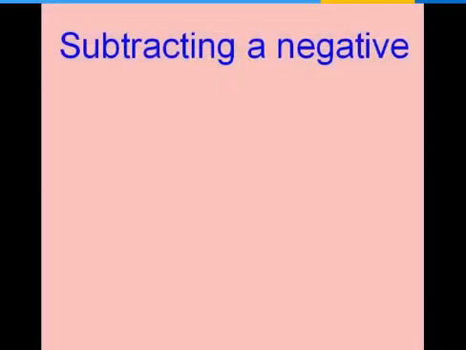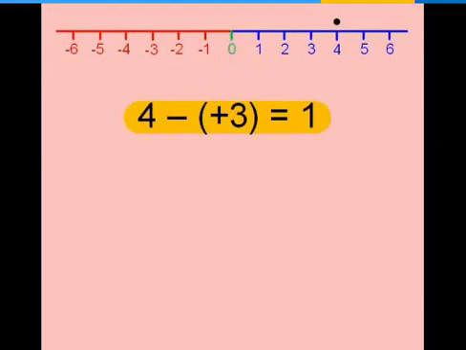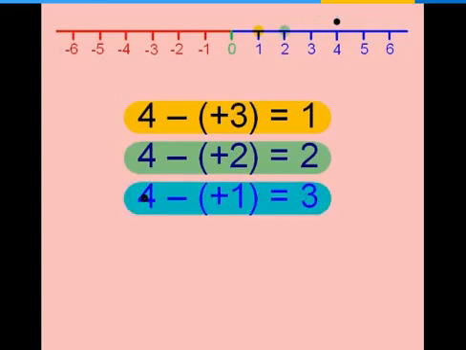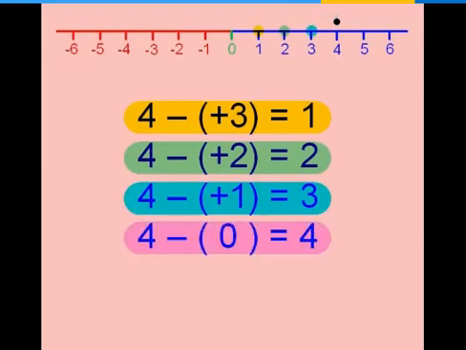Now, subtracting a negative is something that everybody finds difficult, but we're going to do it in a way that makes sense. Let's start with one that we know. We can read this as 4 take away 3. 4 take away 3 gives us 1. This sum we can read as 4 take away 2. The answer's 2. This one is 4 take away 1. And the answer's 3. Now we have 4 take away 0. The answer's 4. Now let's stop for a moment and look at the patterns.